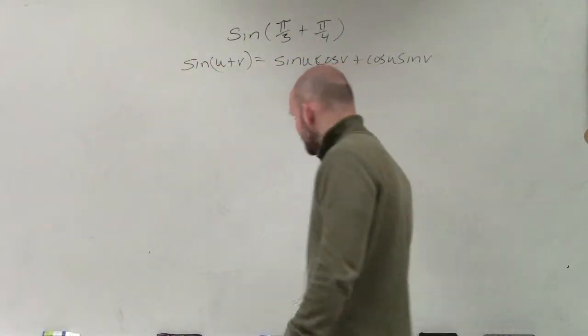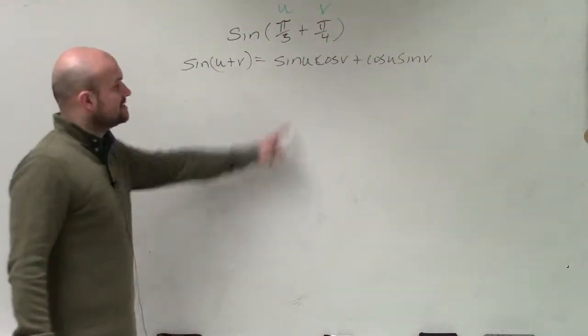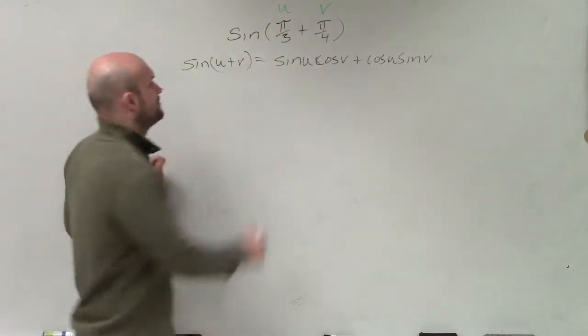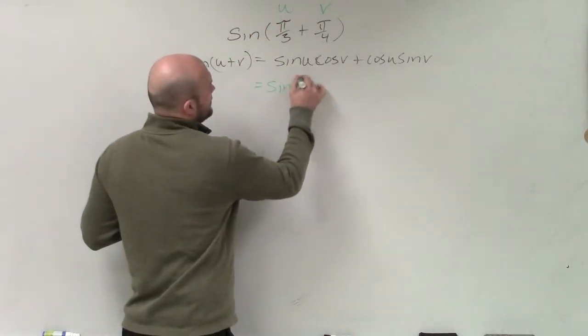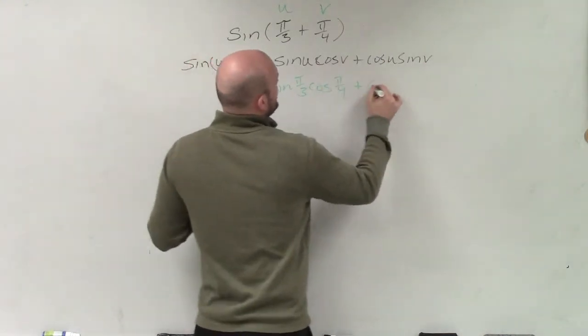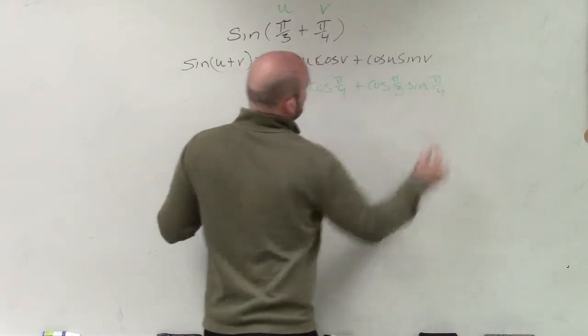Now, the next thing we do is we label our u and our v. And then wherever we see a u, we plug in our value of u, our angle for u, which is pi over 3. So now I obtain the sine of pi over 3 times the cosine of pi over 4 plus the cosine of pi over 3 times the sine of pi over 4.